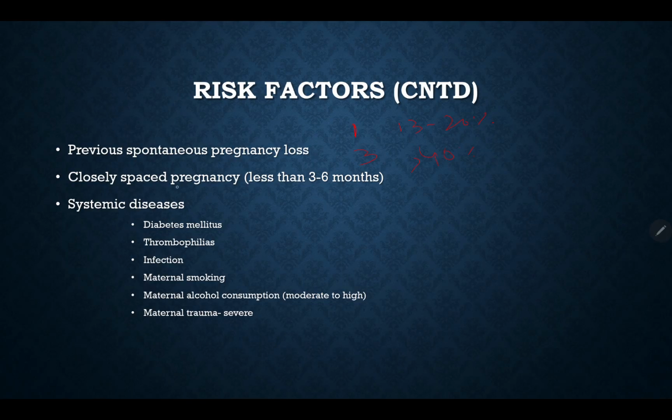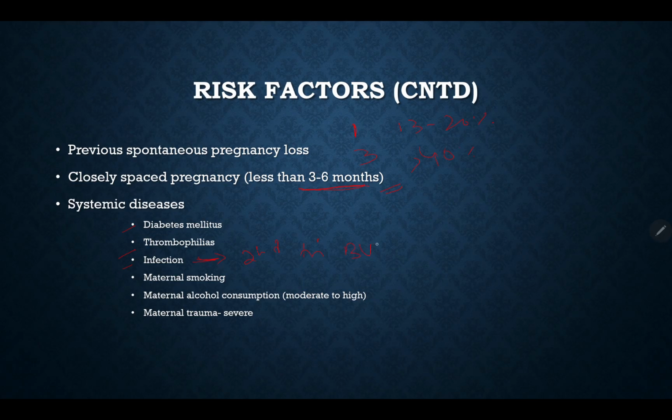Now, if the pregnancies are closely spaced, if the duration between the last pregnancy outcome and this pregnancy is less than 3 to 6 months, the chances of this pregnancy resulting in a spontaneous pregnancy loss is higher. Now, if a woman is suffering from any systemic disease like diabetes mellitus or thrombophilias or any infection, especially infection, this is also important in second trimester pregnancy loss.